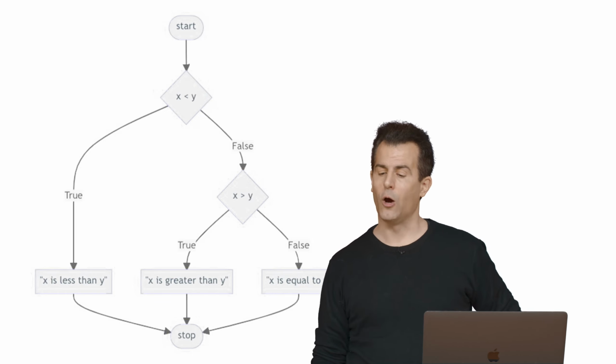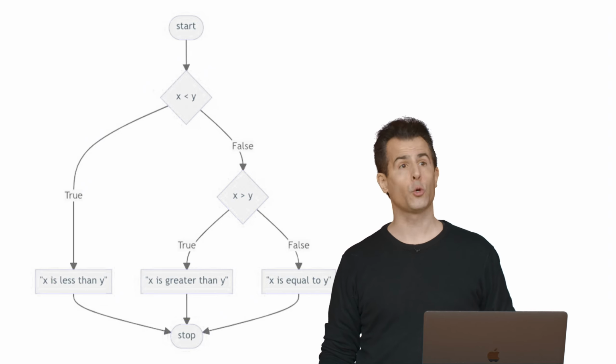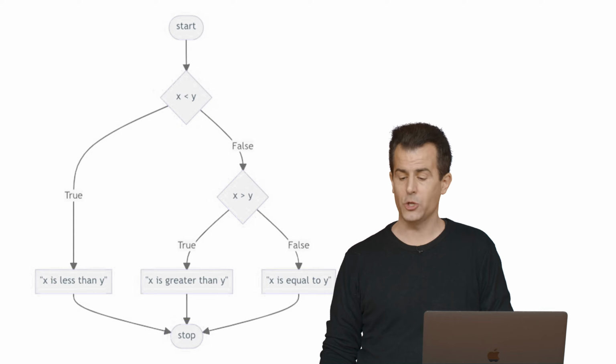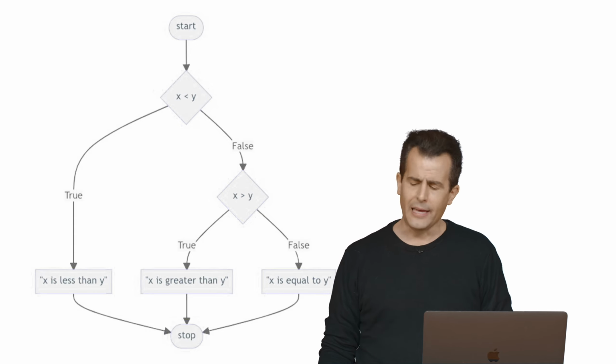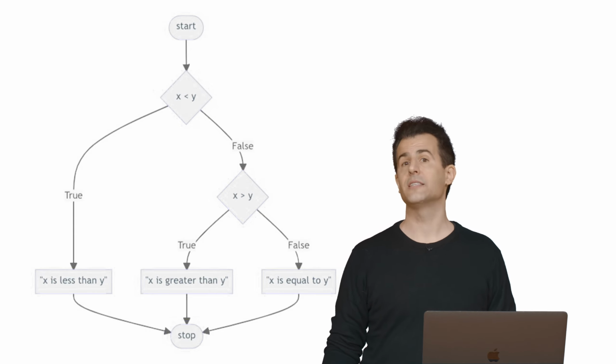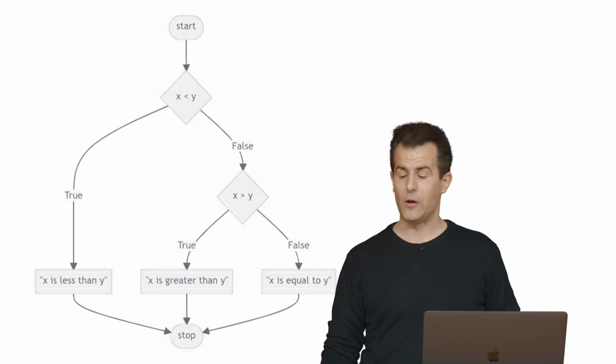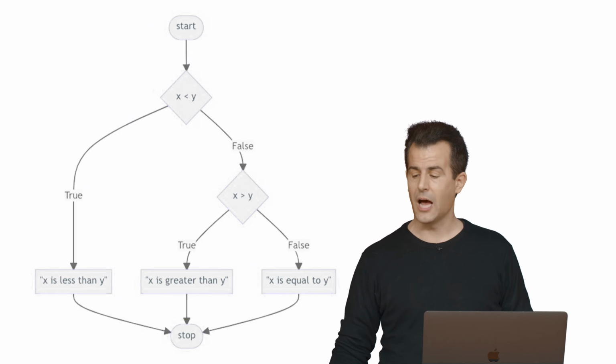Let's start at the top now. Start leads us to the first question still. x less than y. If the answer is true, great. We can say as much, x is less than y, and we can stop. If it's not true, if it's false, we can ask the next question. x is greater than y, true or false? If it is, great. We can print x is greater than y and stop.